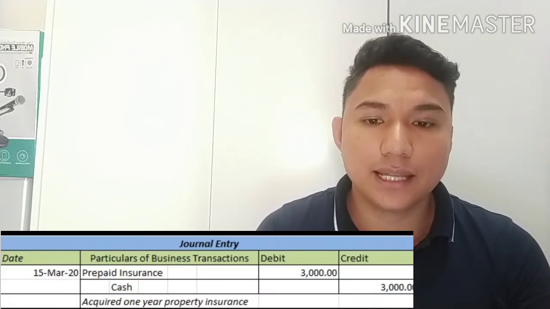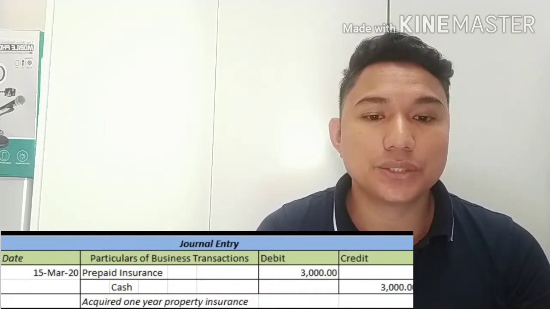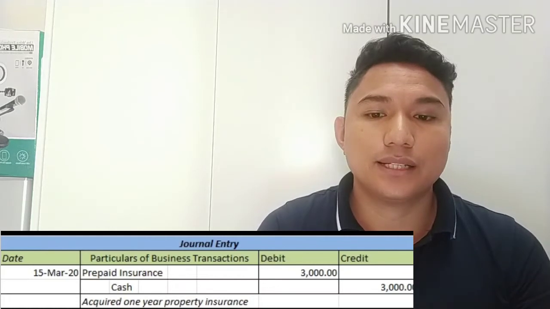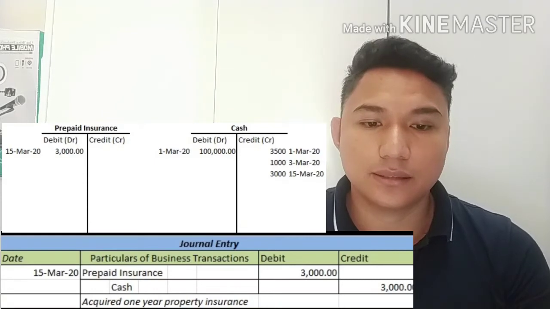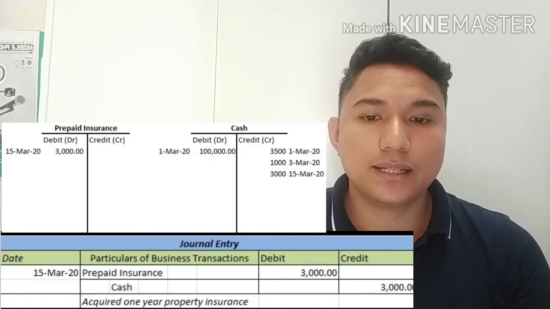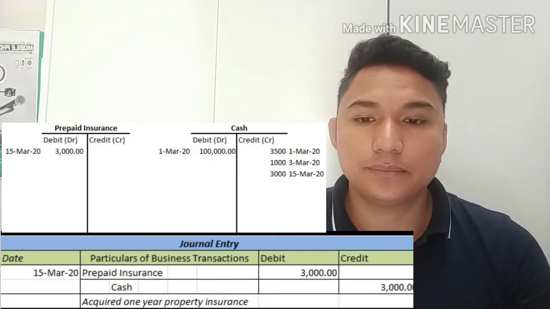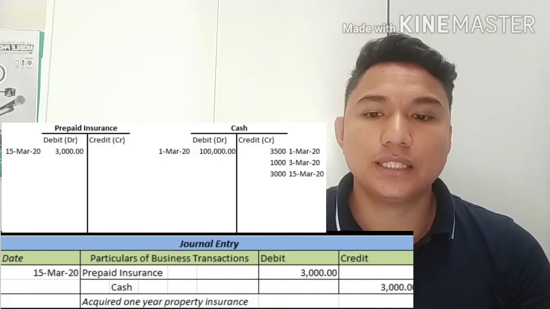In our transaction number 5, in entry number 5, we debited prepaid insurance 3,000 and credited cash 3,000 because we acquired 1-year property insurance for 3,000. So we have to put in our T account prepaid insurance, debit 3,000, and credit cash 3,000 on March 15, 2020.